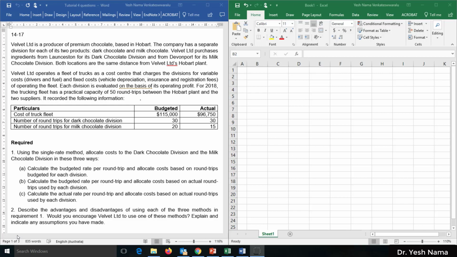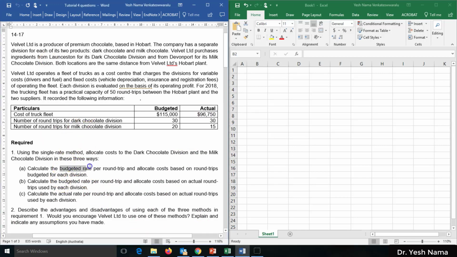So required, part 1. Using the single rate method, allocate costs to the dark chocolate division and the milk chocolate division in these three ways. A. Calculate the budgeted rate per round trip and allocate costs based on round trips budgeted for each division. B. Calculate the budgeted rate per round trip and allocate costs based on actual round trips used by each division. C. Calculate the actual rate per round trip and allocate costs based on actual number of round trips used by each division.